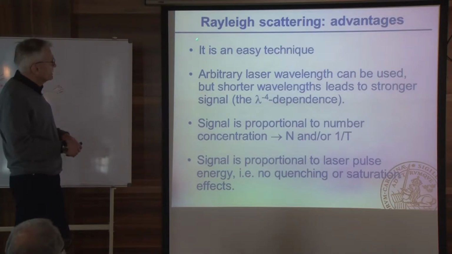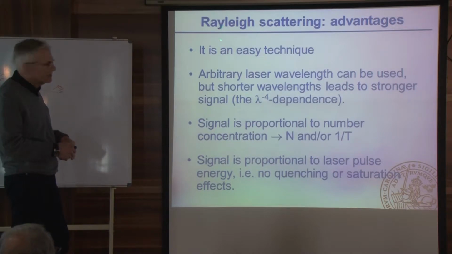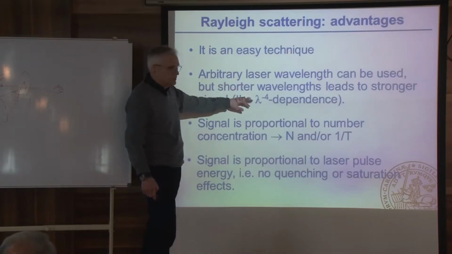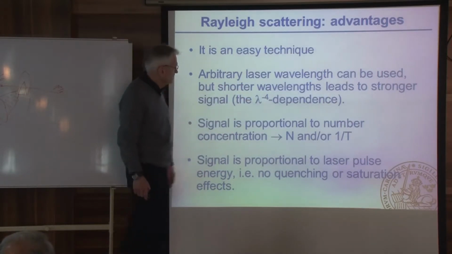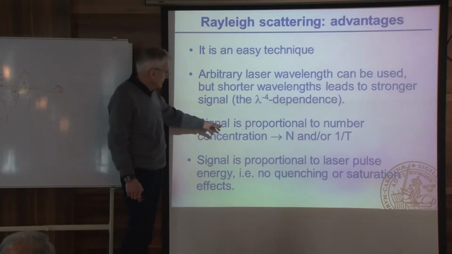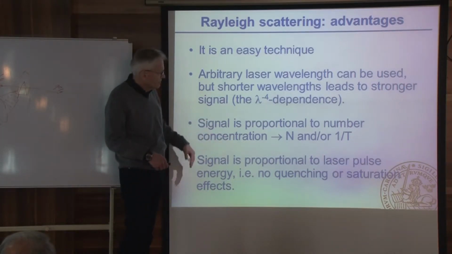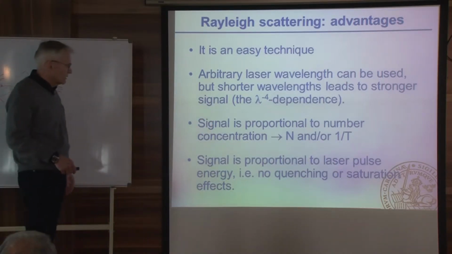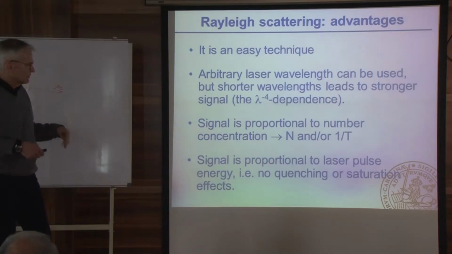And then you have the advantages of Rayleigh scattering. It's a very easy technique. You can use almost any laser wavelength as long as you look for the 1 over lambda 4 dependence. The signal is proportional to the number densities and inversely proportional to the temperature. And you don't have to worry about saturation or quenching effects. So it's a very attractive technique from that perspective.